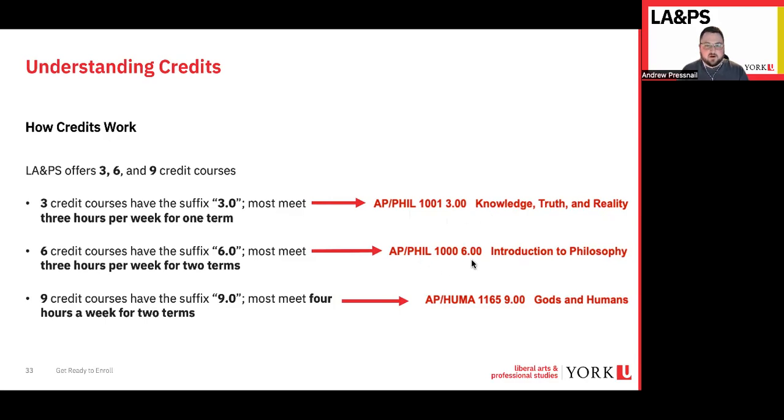Below this, we have our AP, PHIL, again, a philosophy course taught by the Faculty of Liberal Arts and Professional Studies, 1000 level course, first year, 6.0, it's 6 credits, and the title, Introduction to Philosophy. And below we have AP again, HUMA indicates the Department of Humanities, 1165. Again, this is a first year course, 9.00. So this course provides 9 credits, and here is the title here.